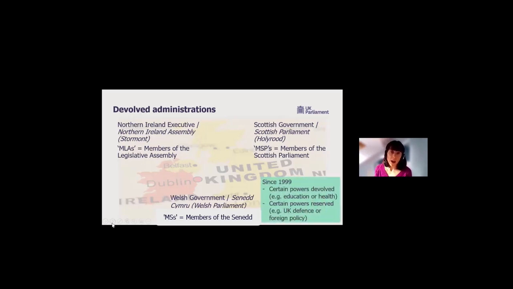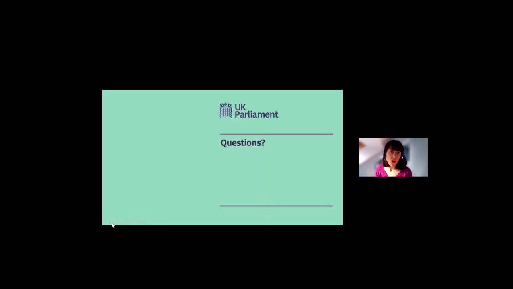So since 1999, certain powers have been devolved to those devolved administrations, and they tend to be things that can be regulated on that more local level. So education, health, justice, agriculture, language. And then some powers are reserved to the UK Parliament, and they tend to be things that affect the country as a whole, for example, defence or foreign policy. So I hope that's given you a little bit of an introduction to Parliament and government and the devolved context in the UK.